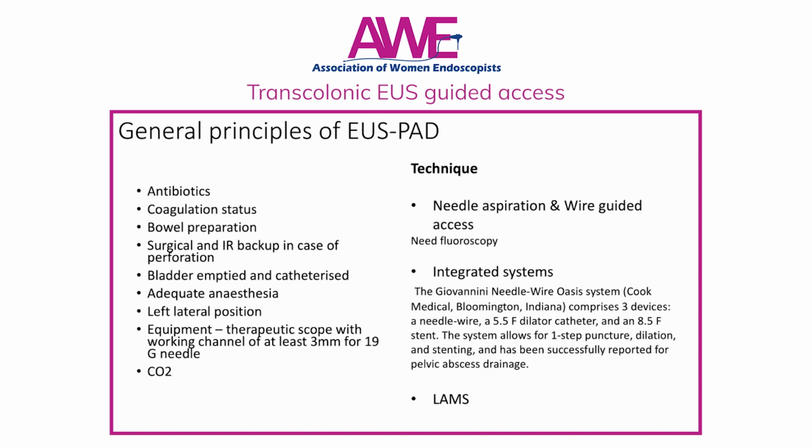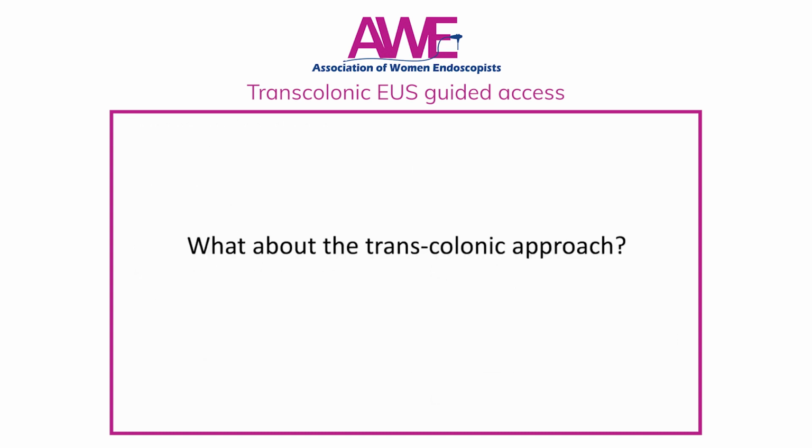What about the techniques? There are various techniques. The first is the traditional needle aspiration and wire-guided access, for which we need fluoroscopy. And then we have the integrated system, whereby the Giovannini needle is a one-step puncture, dilatation, and stenting procedure. And of course, we have the LAMS, the lumen-opposing metal stents as well. What about the transcolonic approach? All these have been transrectal pelvic abscess drainages.